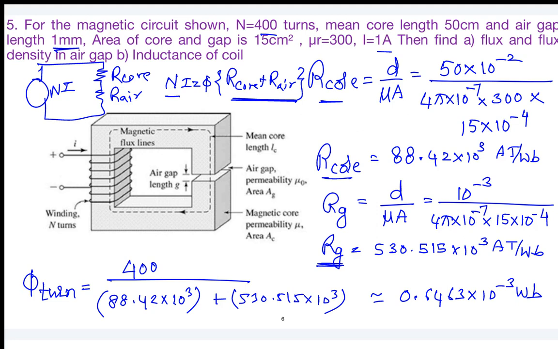So can you tell me how to calculate the flux density in the air gap? You know the flux per each turn. You know the flux in this region. What will be the flux density? Divided by area. Good, correct. So whatever the flux you got, divided by the area of the air gap, because you are calculating the flux density in the air gap.